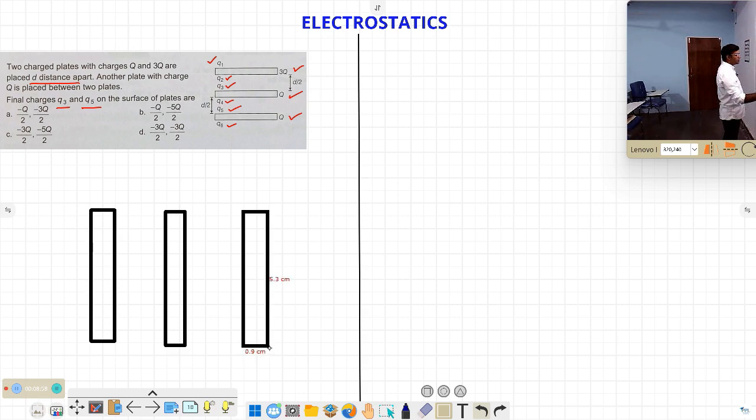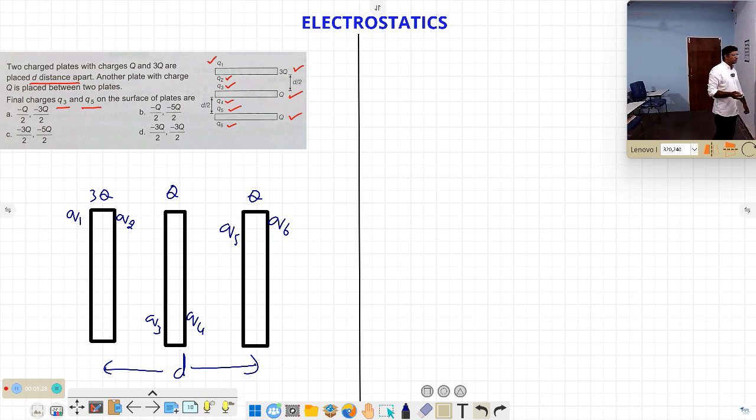3 rods are arranged, and the first rod has charge 3q, and the last one is q. Both are separated by a distance of d as per the question, and the middle one is also kept, one rod having charge q, and the faces of these contain the charges q1, q2, q3, q4, q5, q6 as per the diagram, as the charge is going to be distributed. Now they are asking to find the values of q3 and q5.